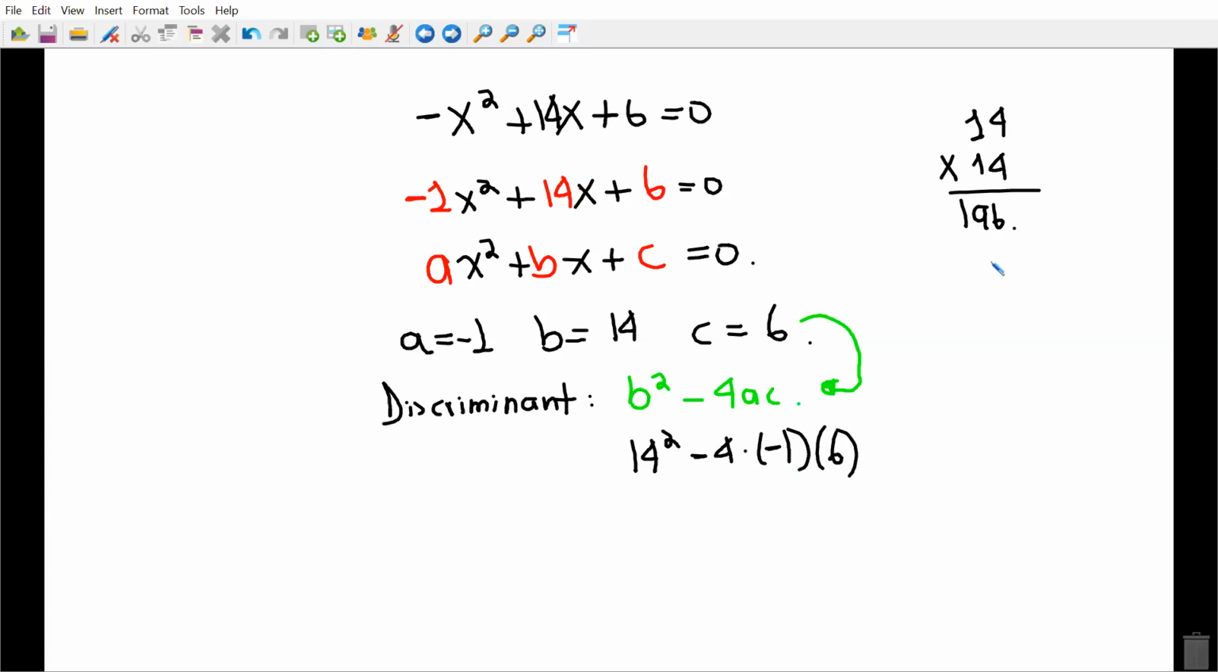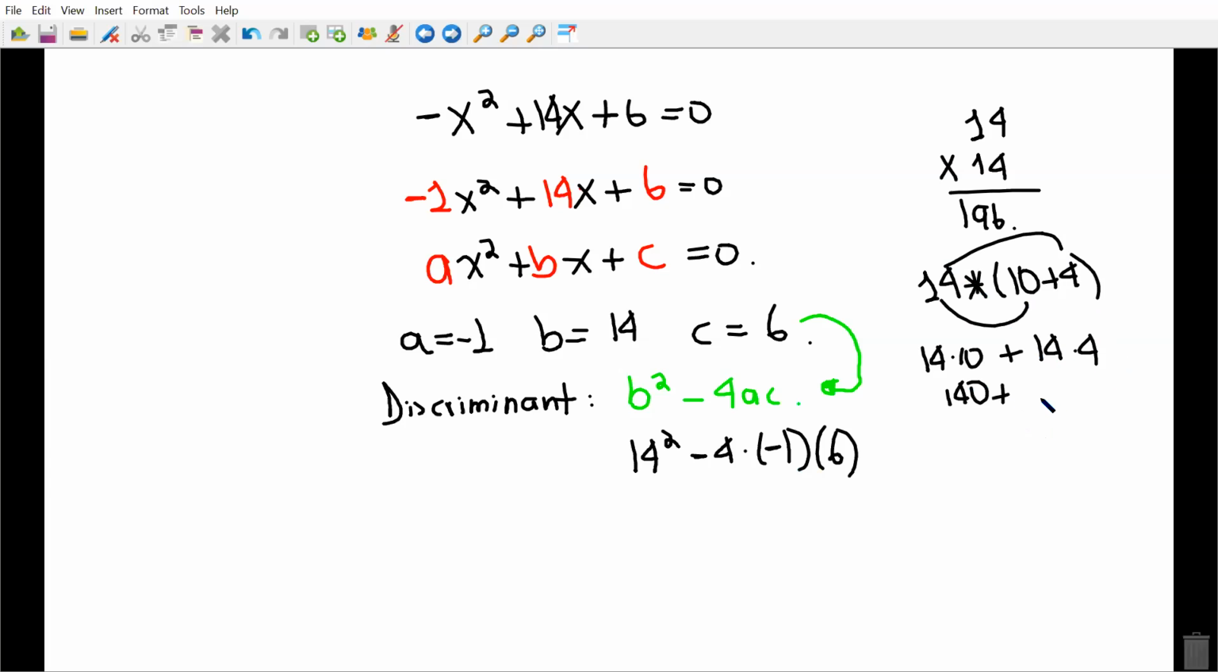Yes, guys, because I'm going to be multiplying 14 times 10 plus 4. So I'm going to use the distributive property. 14 times 10 is 140. And 14 times 4 is the same as 4 times 10 plus 4, right? So this is going to be 140 plus 40 plus 16. 140 plus 40, 180 plus 16, 196, right? So this is going to be 196. Positive or negative? Positive.